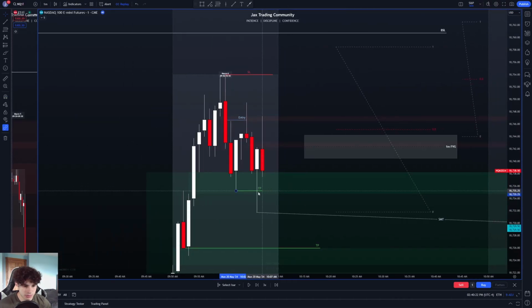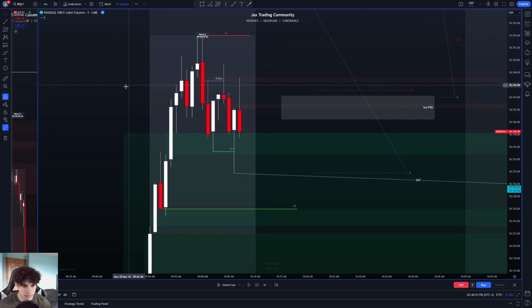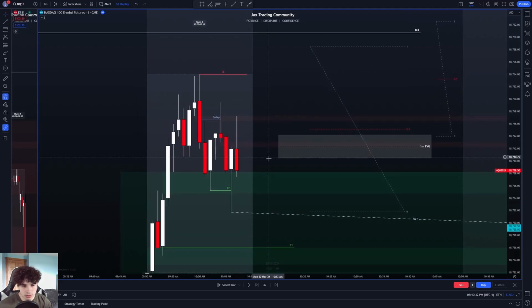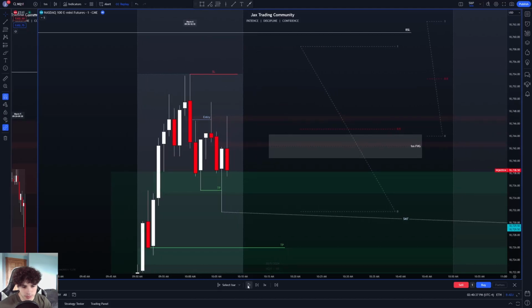So we do take out this first TP. And you can also see that this is a fair value gap that got respected. So most likely we'll respect this fair value gap again, which is exactly what happened. So if I saw this, I would just get the rest out of my contracts and be in profit on this trade.